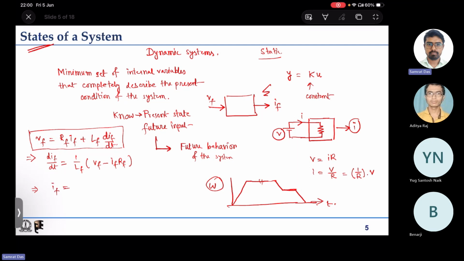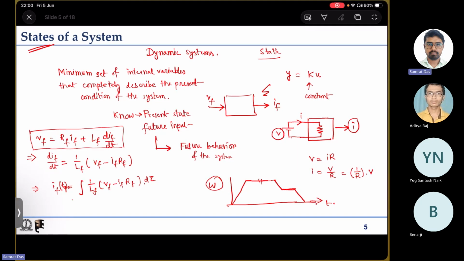So IF, what is IF? That is the integration of 1 by LF (Vf minus IFRF) into dτ. Say we take the variable as tau. For knowing the value of I at a particular instant, say t1, we need to know all the past, so we need to do integration.